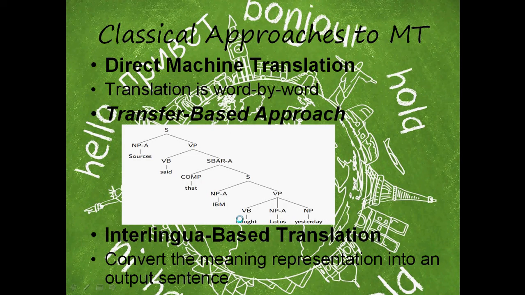Here are some classical approaches to machine translation. The first one is direct machine translation, which literally means translation word by word. Next is the transfer-based approach, and it relies on a parse tree like this. And interlingua-based translation. Its core is to convert the meaning representation into an output sentence.